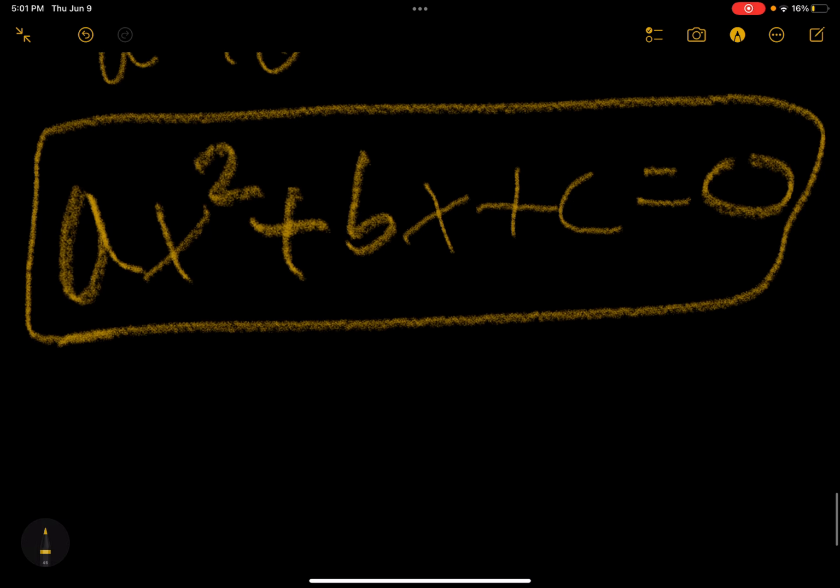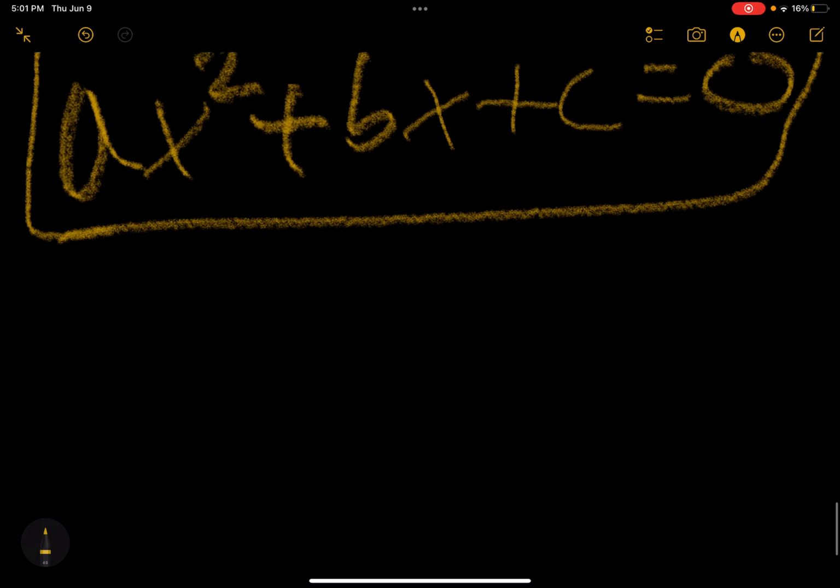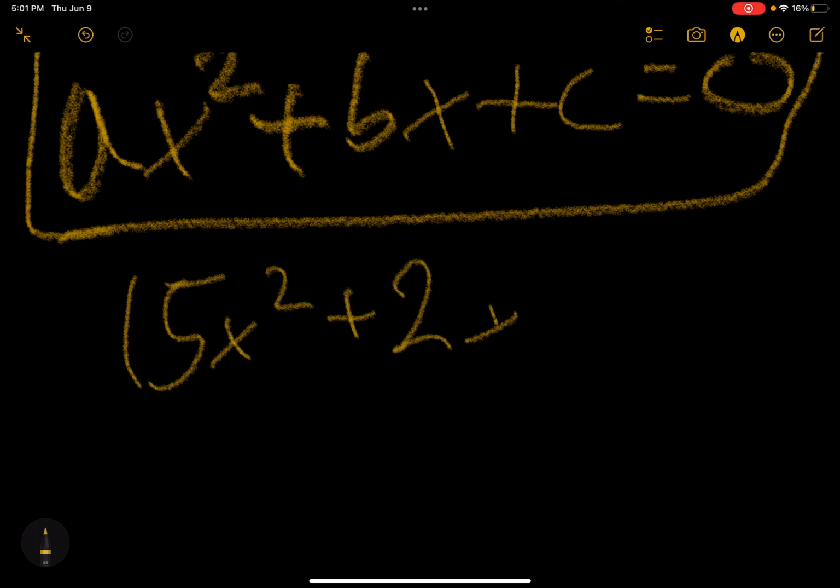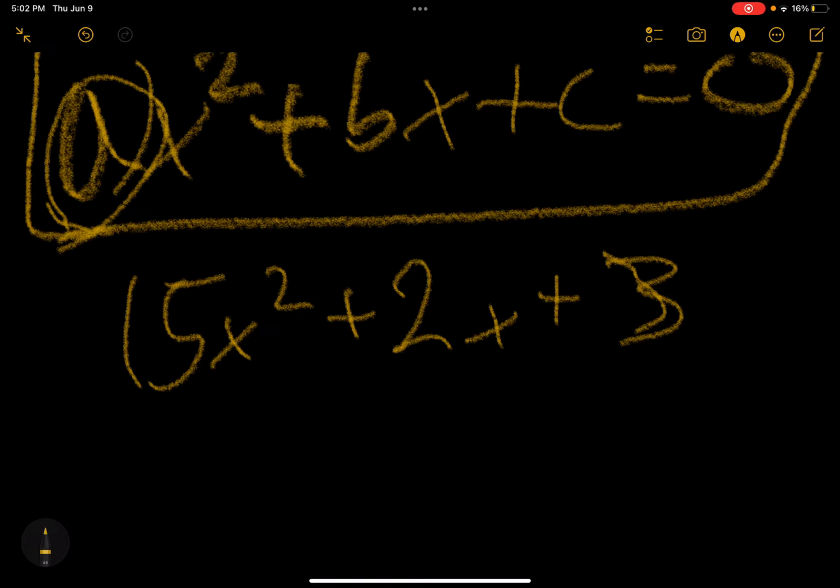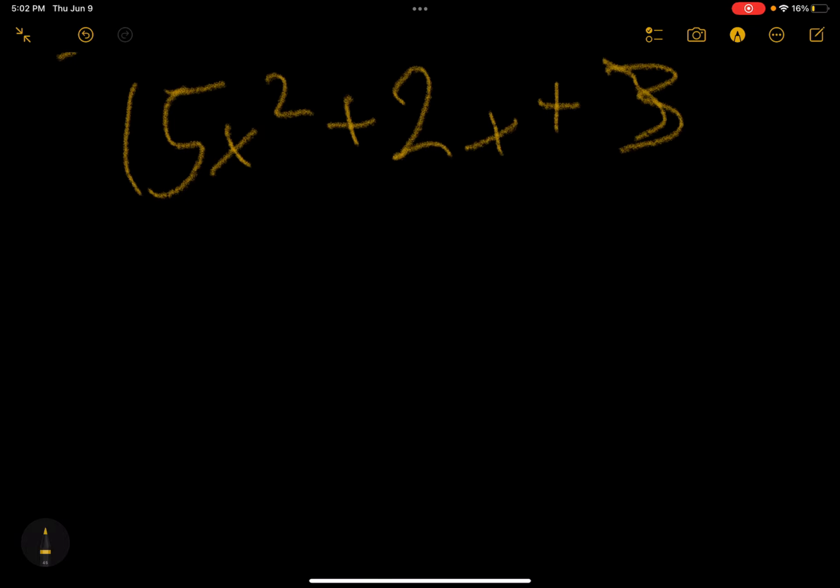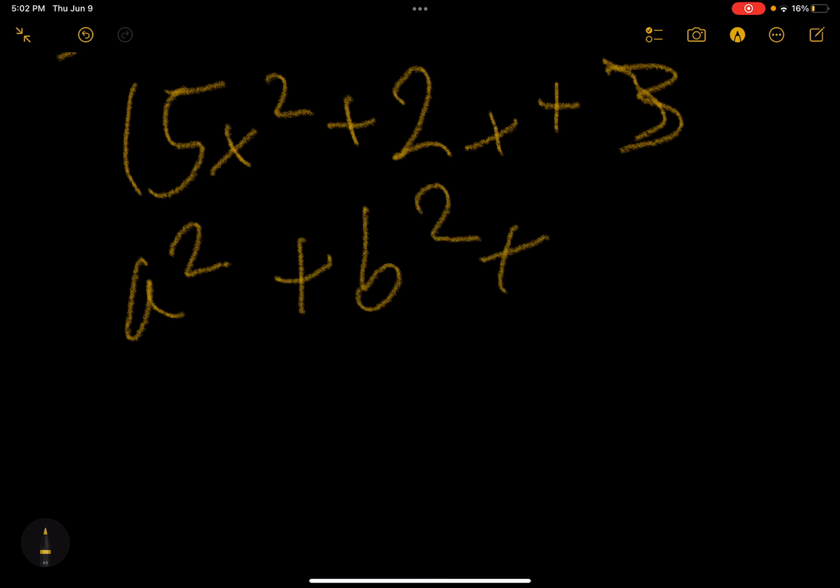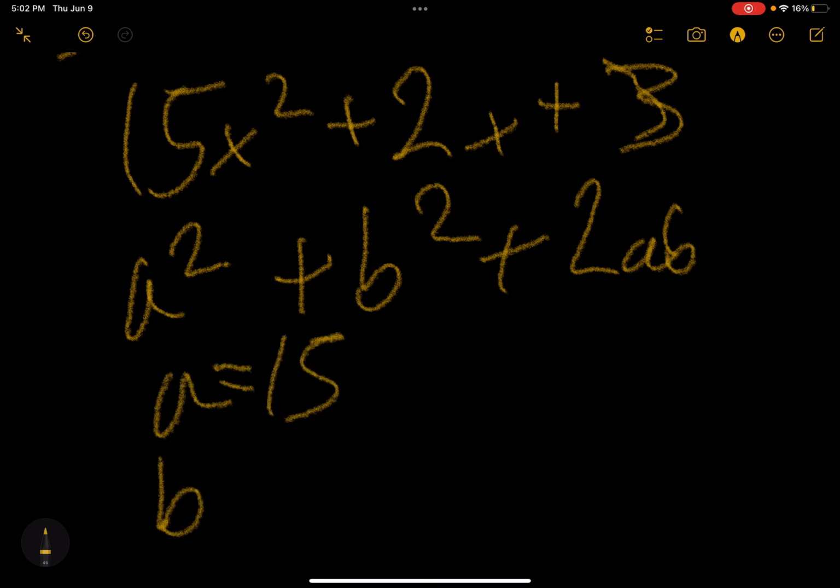So, in special cases, let's say we have 15x squared plus 2x plus 3. You see, clearly in the form of that, we have 3 as the constant, 2x, the coefficient of x is b, and then the coefficient of x squared is 15, or in other words, a in this case. Now, if you notice here, this is written in a squared plus b squared plus 2ab. So now we already know what our a is. Our a is 15, and our b is 2.